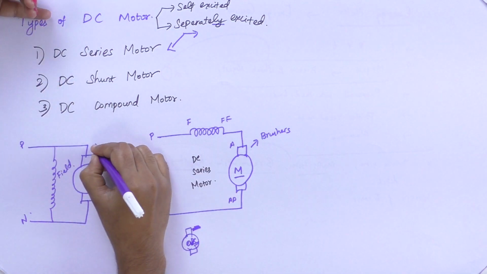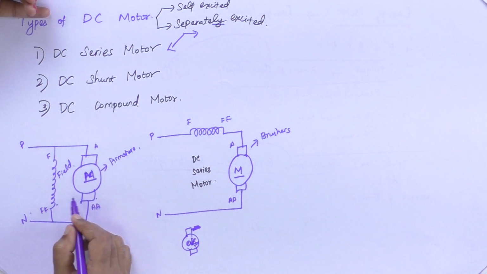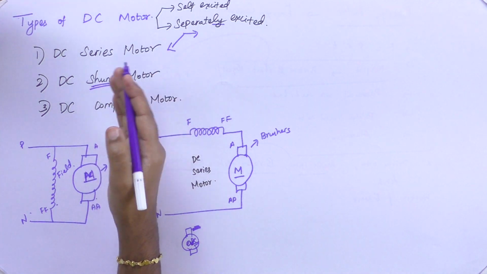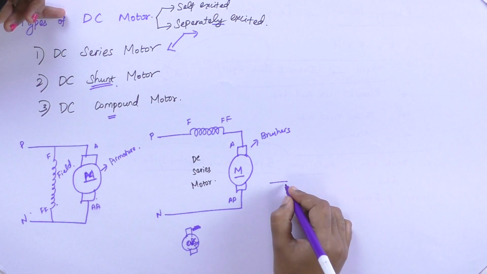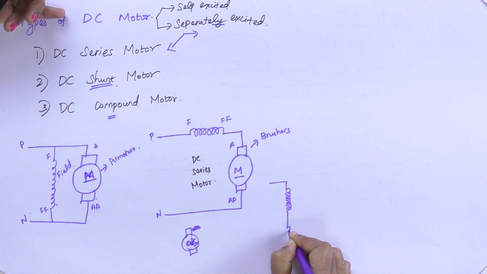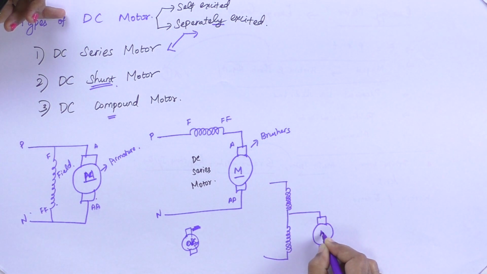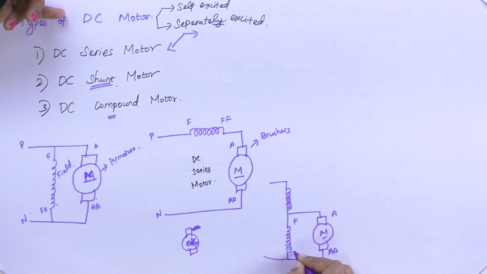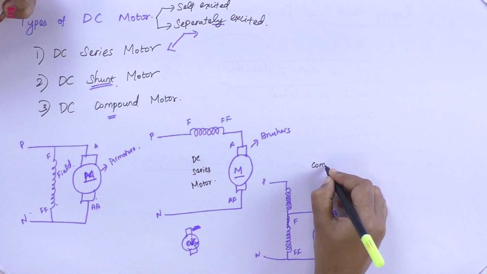And this is DC shunt motor, in which the field winding and armature winding are in parallel, that is shunt connection. In electrical, shunt and parallel are synonyms. And compound motor, in the compound motor there are two connections, long shunt and short shunt. The field coil will be connected in a different manner. This is armature, this is field. Compound motor.